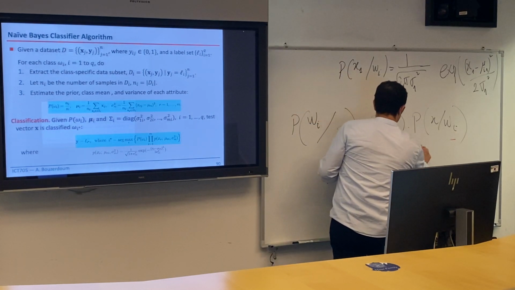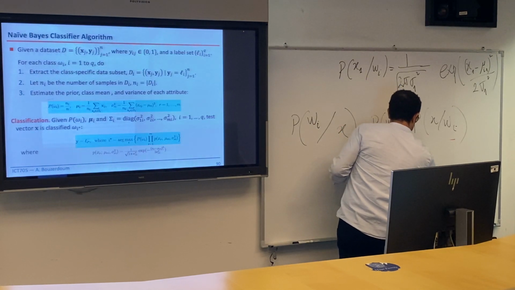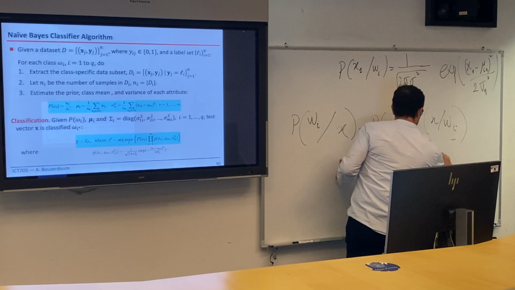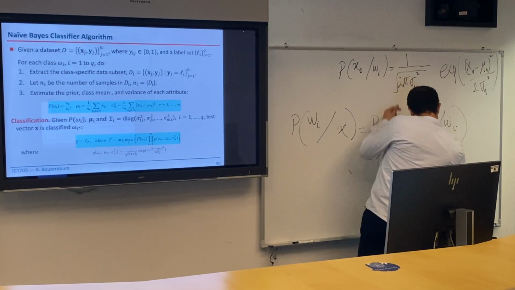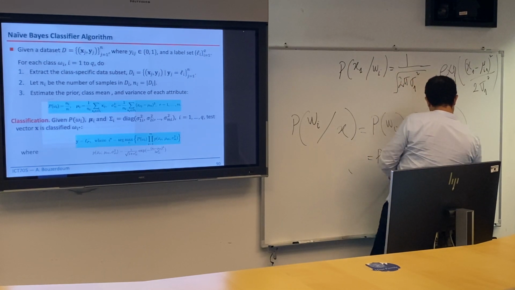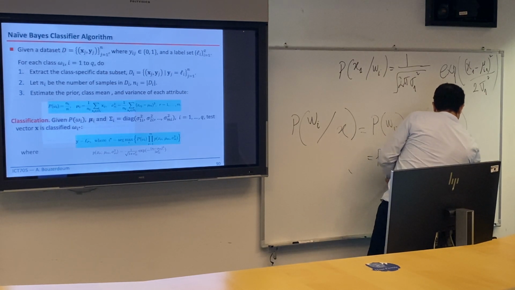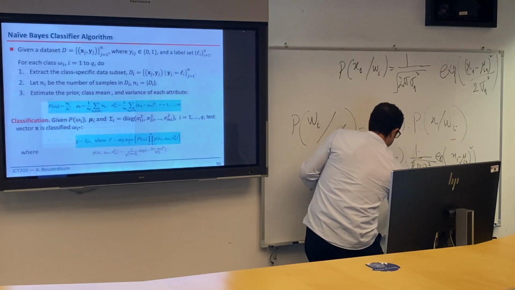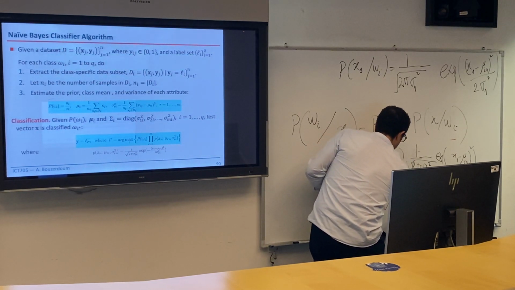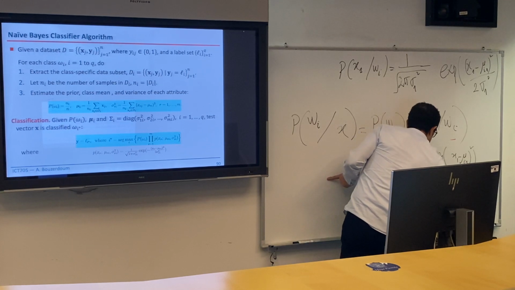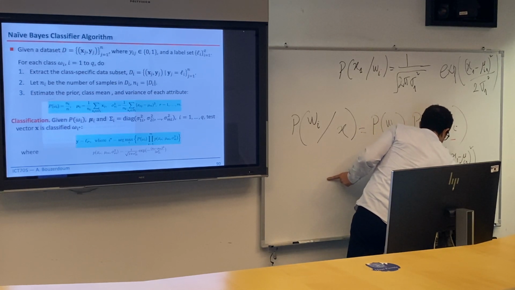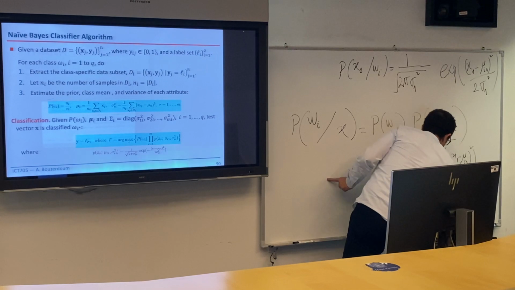So what will be here, please? P of wi, it will be the probability. The first one is 1 over the square root of 2 pi sigma 1 square, exponential of minus x1 minus mu i1 square over 2 sigma 1 square, times the same thing: 1 over the square root of 2 pi sigma 2 square, exponential of minus x2 minus mu i2 square over 2 sigma 2 square.